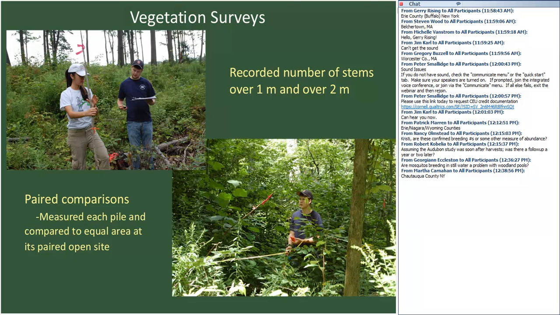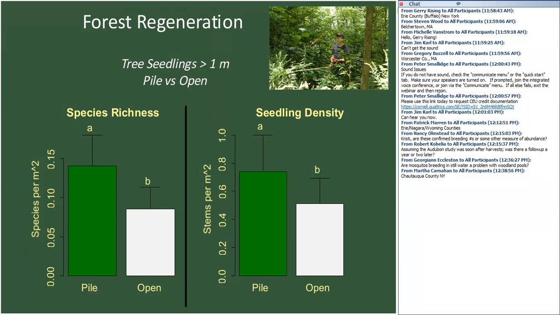So we had our interns out there doing lots of surveys over a number of years, and basically what we found is that the pile, within the pile of treetops, is shown in green. In the open areas without any treetops is shown in white. You can see that both species richness and seedling density, the number of species and number of seedlings, tends to be higher under the piles or coming out of piles than in the open.